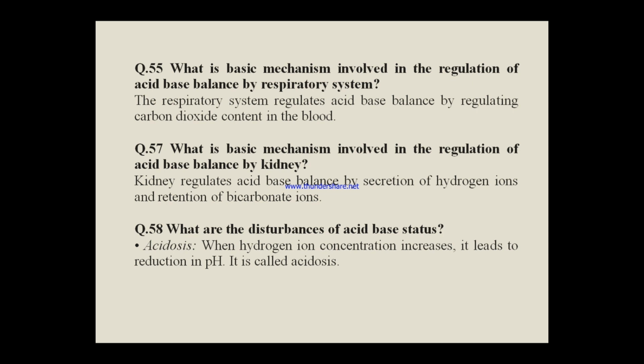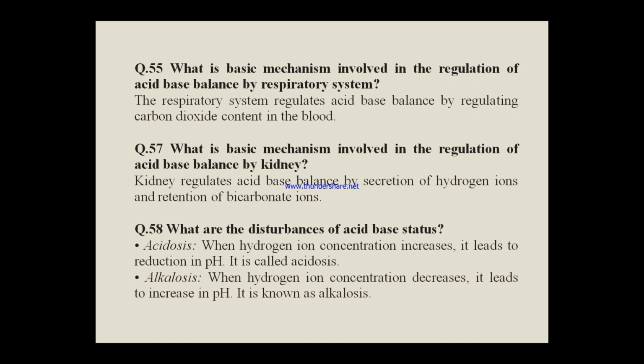Do you know what are the disturbances of acid-base status? First is acidosis. When hydrogen ion concentration increases, it leads to reduction in pH, and it is called as acidosis. Second is alkalosis. That is, when hydrogen ion concentration decreases, it leads to increase in pH, and it is known as alkalosis.